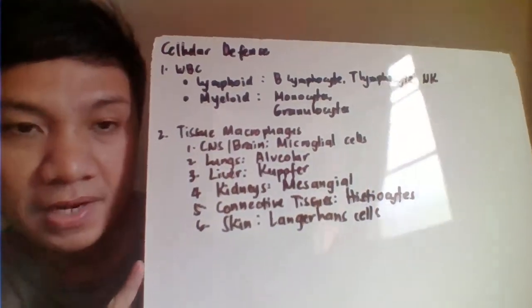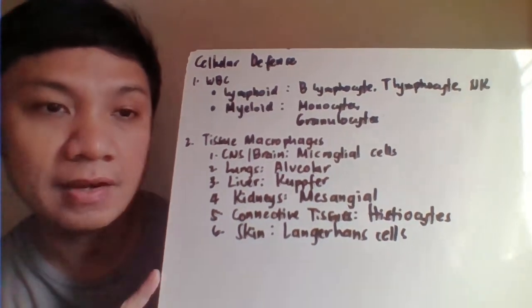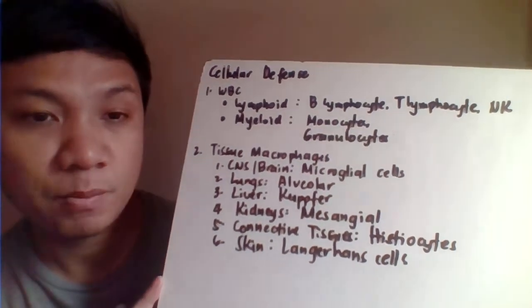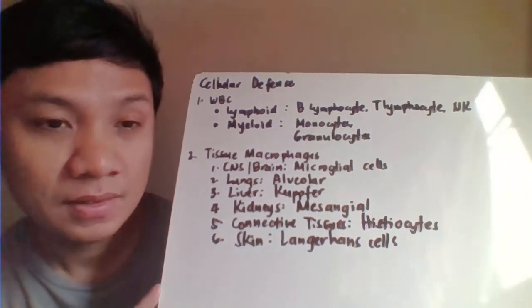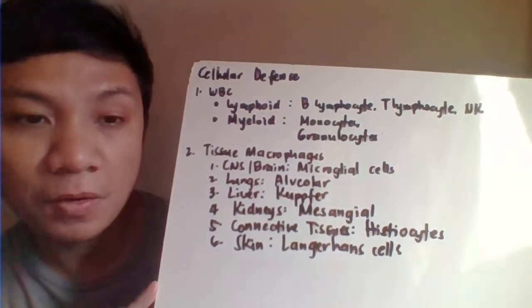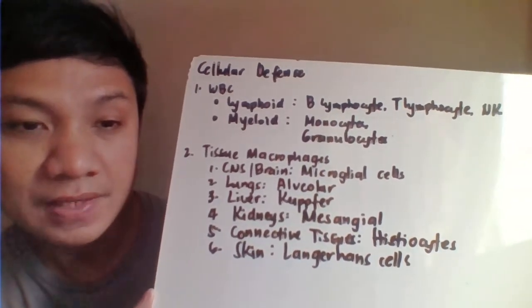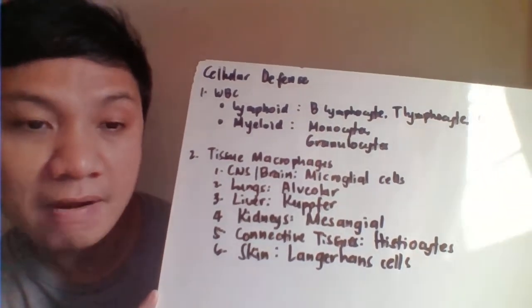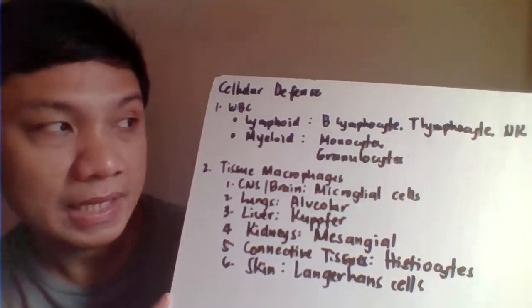Okay, so we have here the second line of defense. Again, the second line of defense includes the cellular component of our immune system. That includes our WBC, or the leukocytes. We can classify leukocytes as belonging to the lymphoid cell lines, which include our lymphocytes: your B lymphocyte, your T lymphocyte, and also your NK, natural killer.